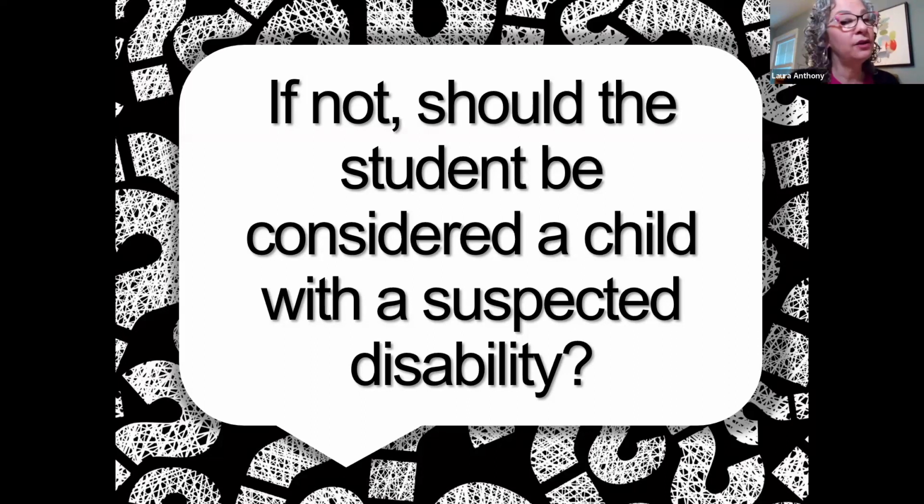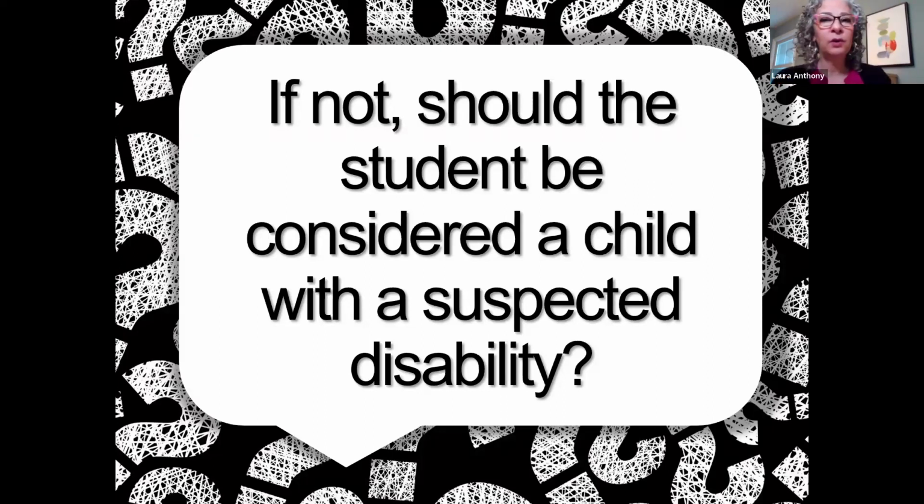Once we decide we do, because the child is currently identified or they should have been, and we have to treat them as if they were identified, then the final 2 questions are, what are we thinking about? This is number 3. What is the nature of the intended disciplinary consequence?